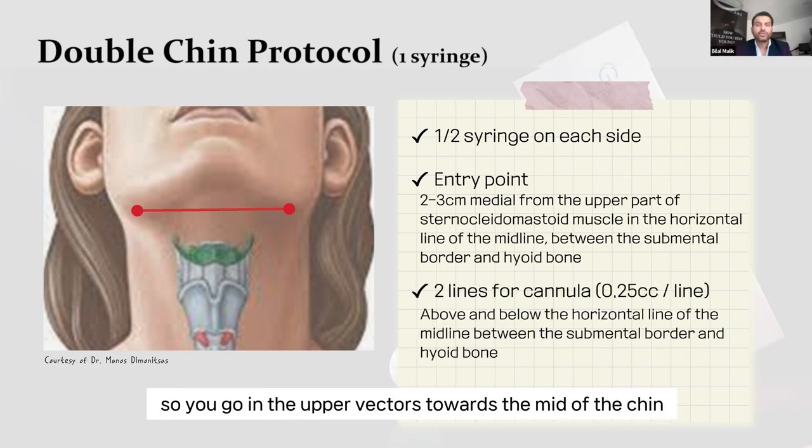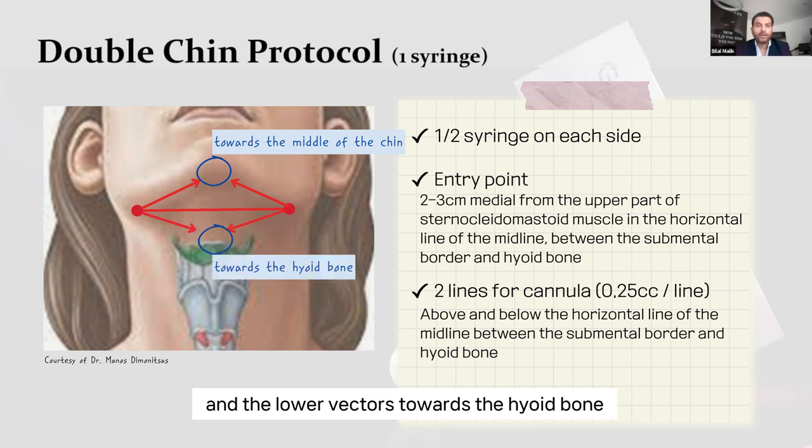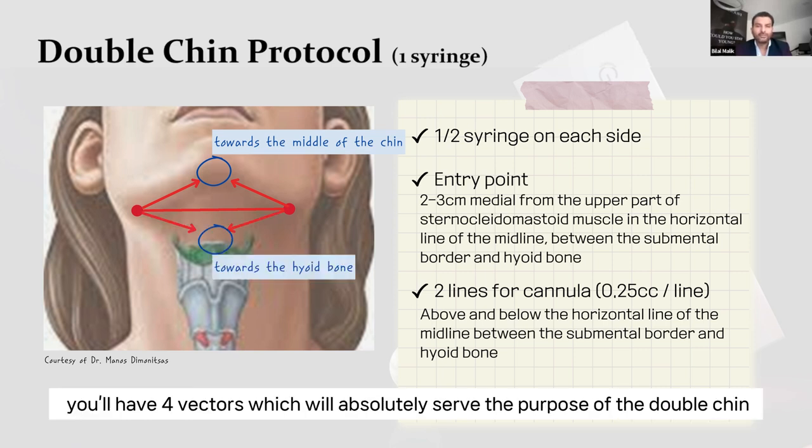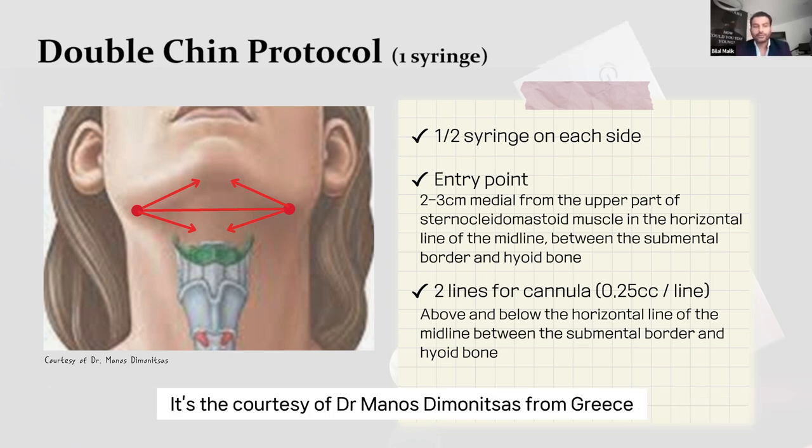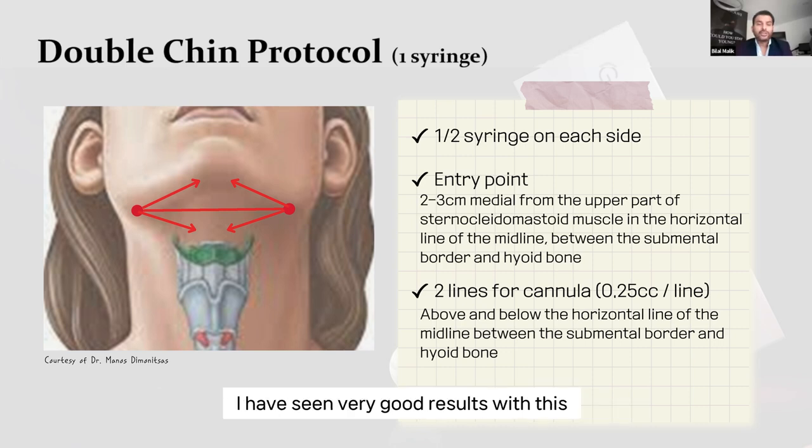So you go in the upper vectors towards the mid of the chin, and the low vectors towards the hyoid bone, and you will have the 4 vectors, which will absolutely serve the purpose of the double chin in this scenario. It's the courtesy of Dr. Manos Demonitas from Greece, and he developed this technique. So I have seen very good results with this.